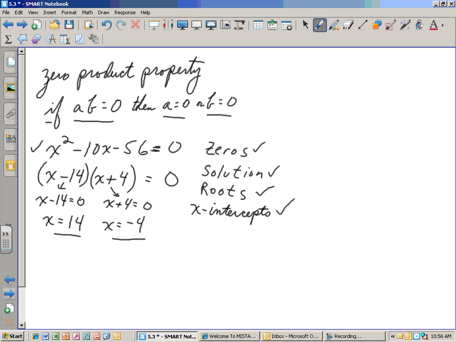That means if you put in 14 for x in the original equation here, it will equal 0. And if you put negative 4 into x, it will also equal 0. And 14 and negative 4 are the two places where this parabola will cross the x-axis. Okay, does that make sense? Let's do one more. Let's do a couple more examples here.